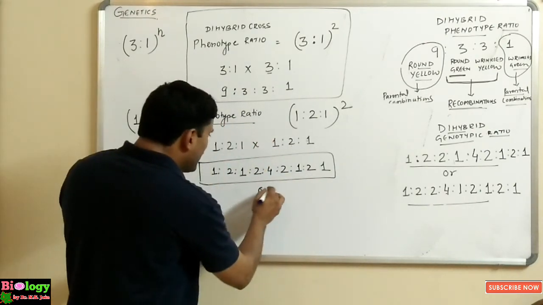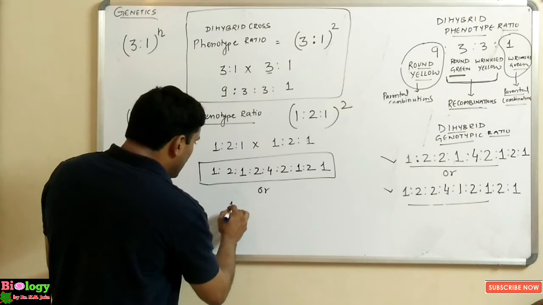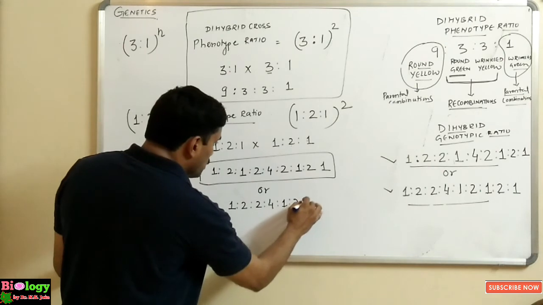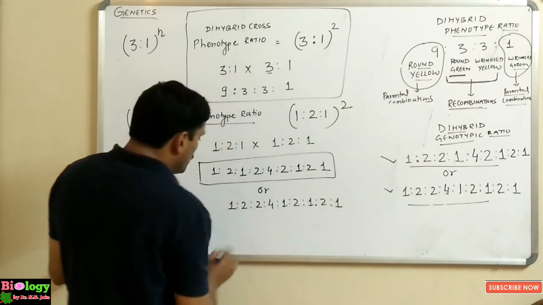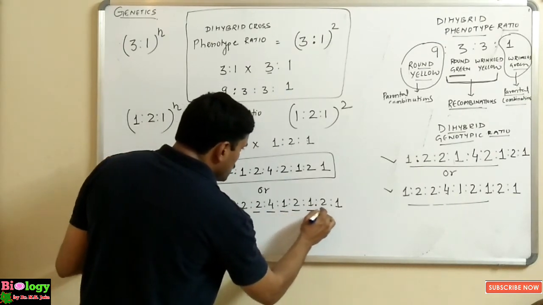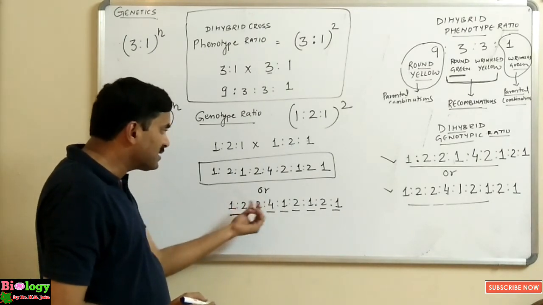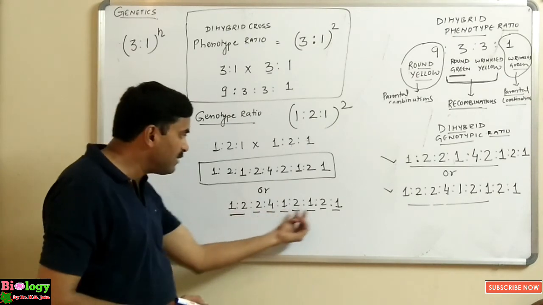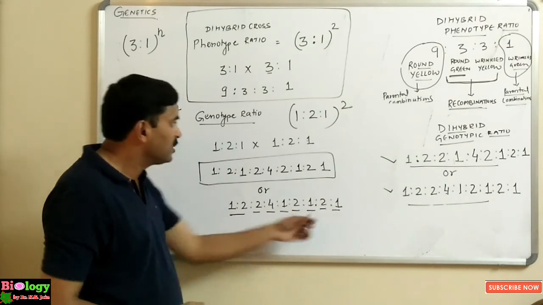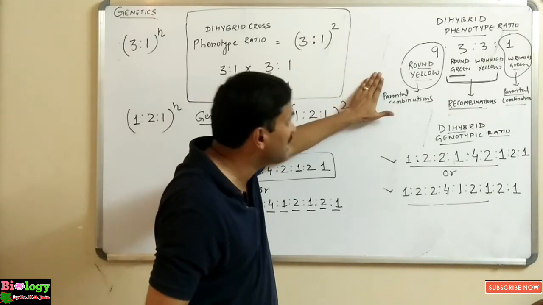You can rearrange this one, right? You can write it in any way, this type, or this type. 1:2:2:4:1:2:1:2:1. Okay, if you are not remembering, then you can learn it like this. You can mug up this thing, 12 24 12 12 1. You can remember this. So this was the traditional method which was used earlier.